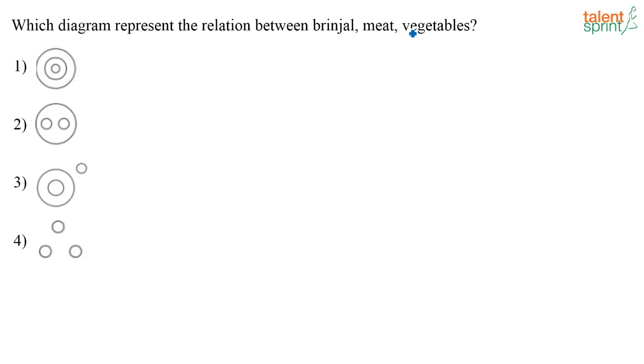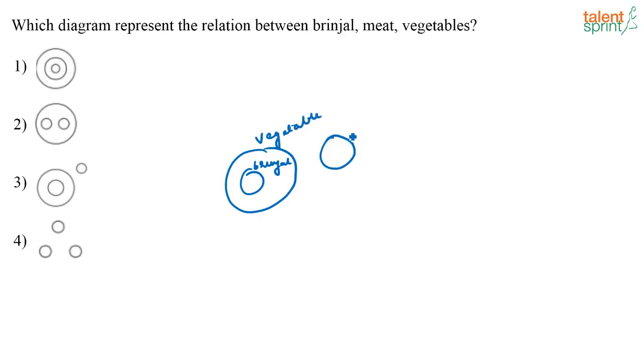Which diagram represents the relationship between brinjal, meat, vegetables? So which represents the relationship between brinjal, meat and vegetables? See, brinjal is a vegetable, right? Brinjal is coming under the set vegetable, and meat is a separate set. This is meat. So this is the relationship between brinjal, meat and vegetables. So the correct answer here is option 3.